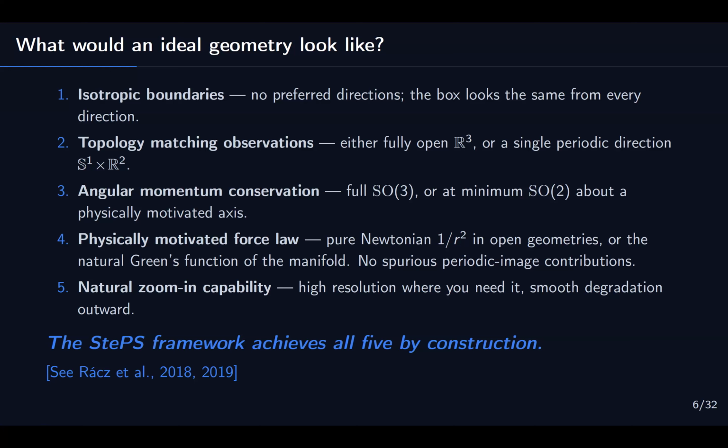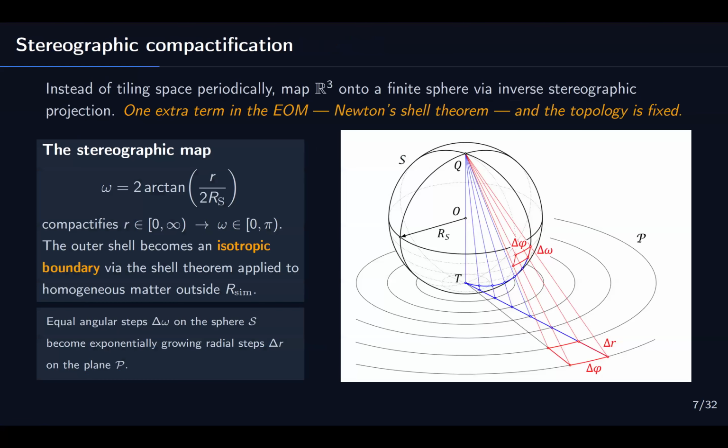But these are the most important. And there is actually a framework that achieved this, and this is the SEPS framework, which stands for Stereographically Projected Cosmological Simulations. And the trick behind this is actually very simple. So simple that even the ancient Greeks knew about this mathematical trick. What happens here is stereographic projection.